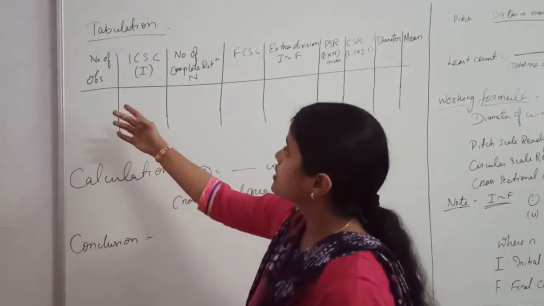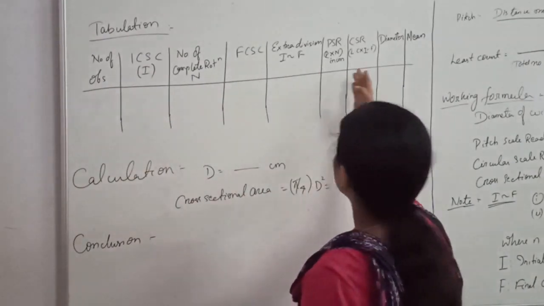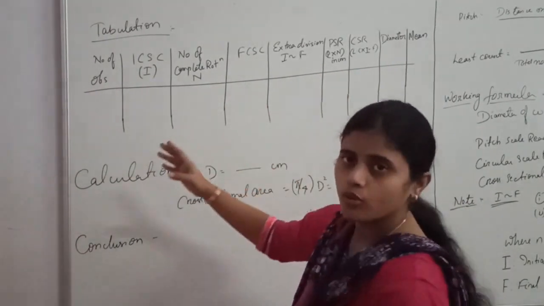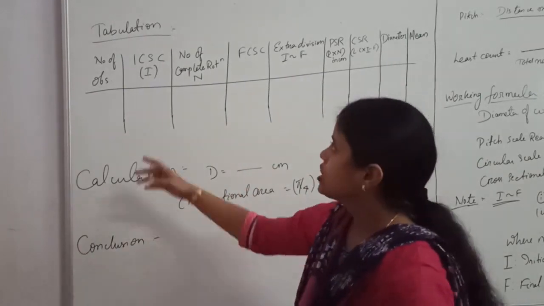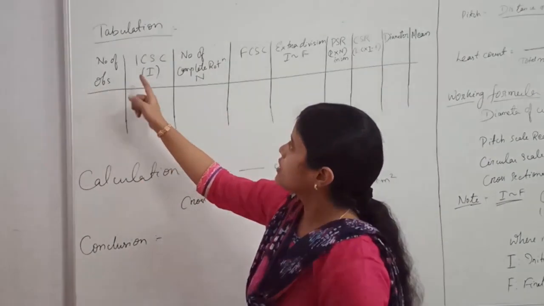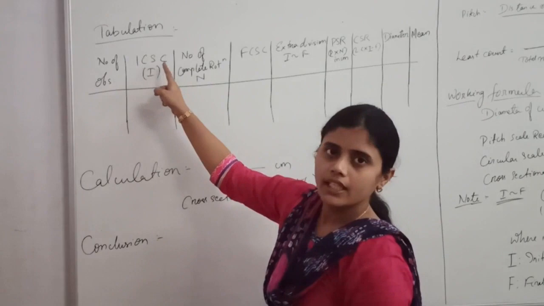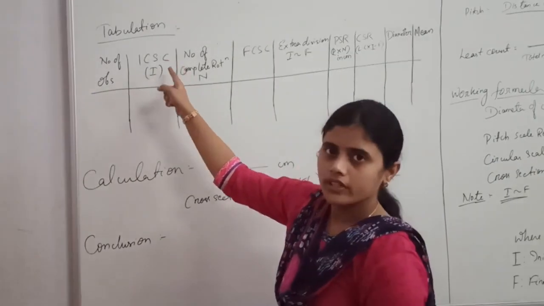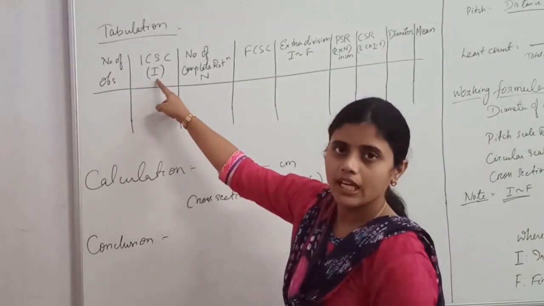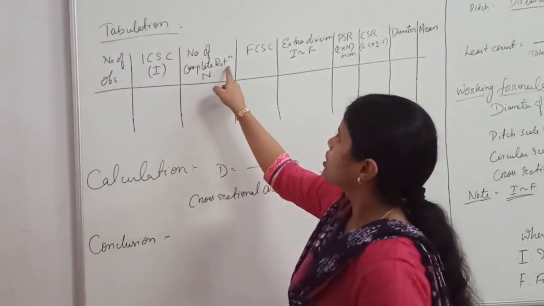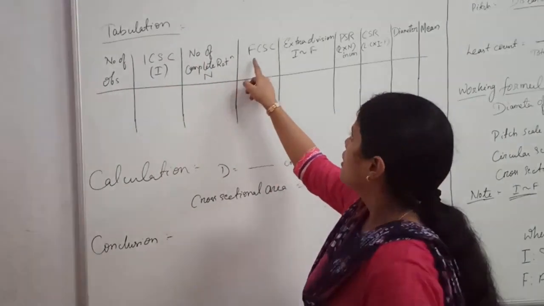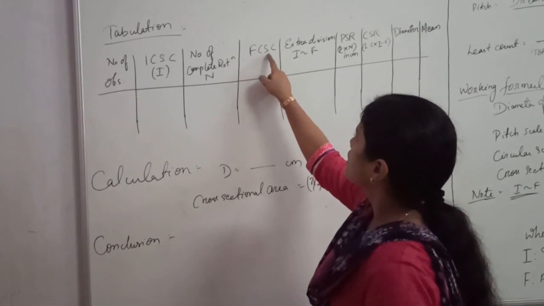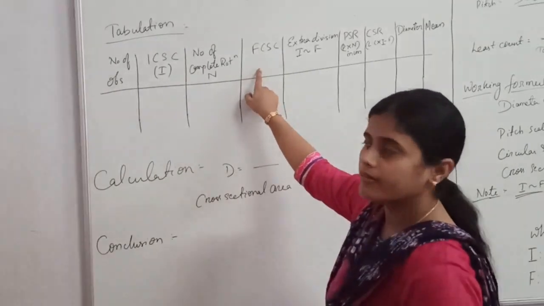Now let us come to the tabulation part. The tabulation has these elements you have to find in order to do the calculation. In the tabulation, we have the number of observations, then ICSC, the initial circular scale coincidence, denoted by capital I. Number of complete rotations, denoted by N. Then the final circular scale coincidence, denoted by F.